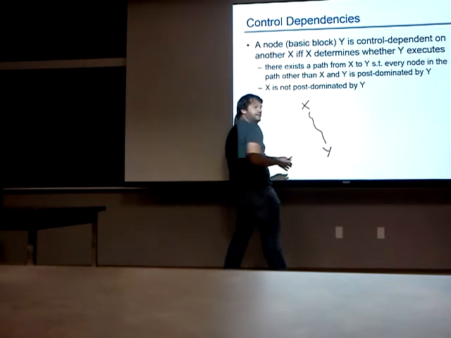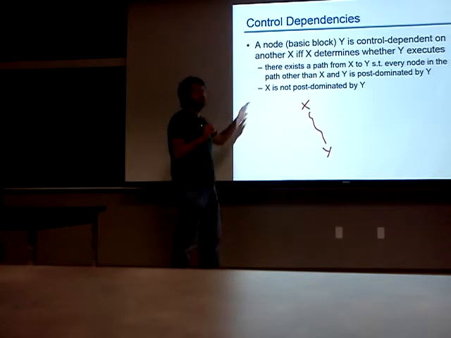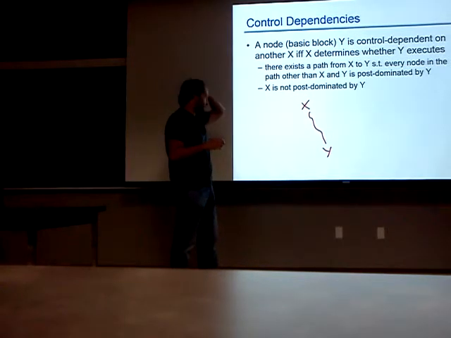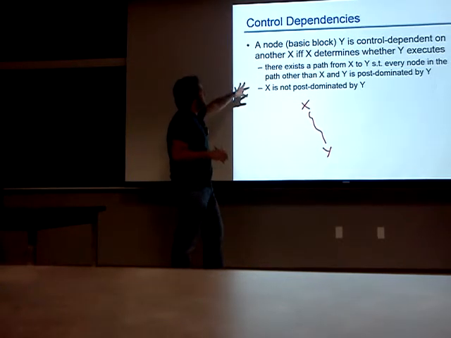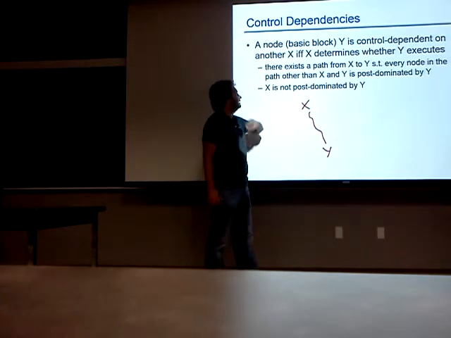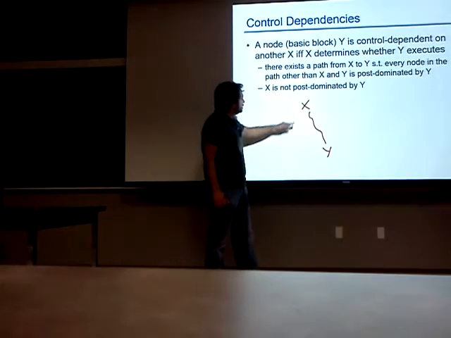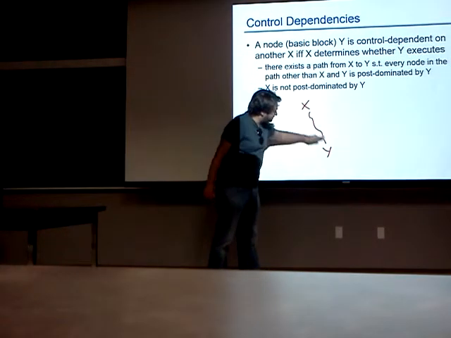Yes, exactly. Well, actually, I'm not saying that yet. As an example, yes, X will eventually be, but let's just get to the definition. So basically the definition says that Y is control dependent on X if there's a path from X to Y, and every node other than X and Y on that path is post-dominated by Y.